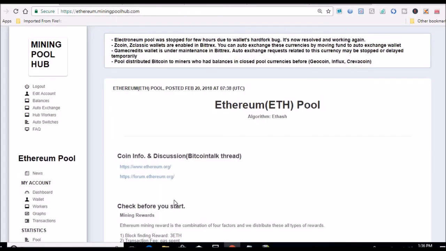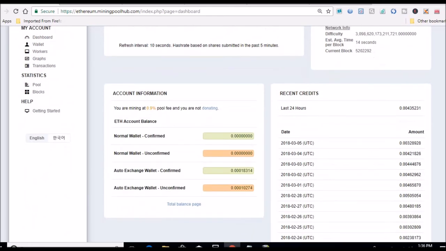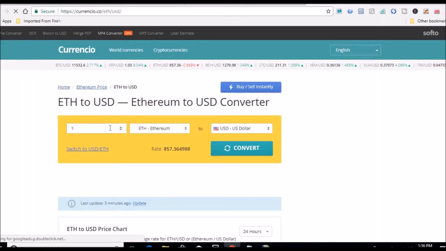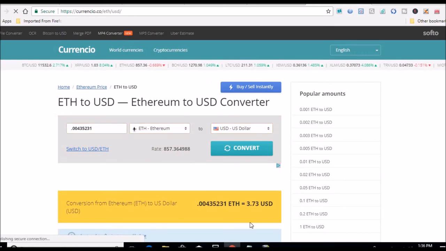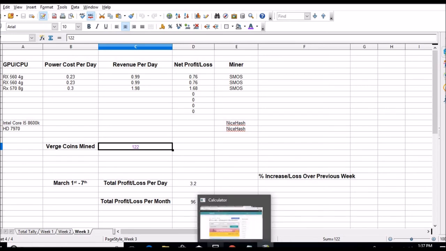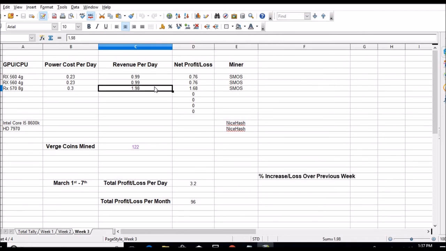So let's go back to the Ethereum dashboard and see what the 24-hour average is. There we go, right there. Let's copy that. See what that Ethereum is. It has gone down a little bit. I'm guessing the difficulty on Ethereum has gone up. $3.73. So let's go here. 3.73 divided by 2 equals $1.86 now. So that's gone down.